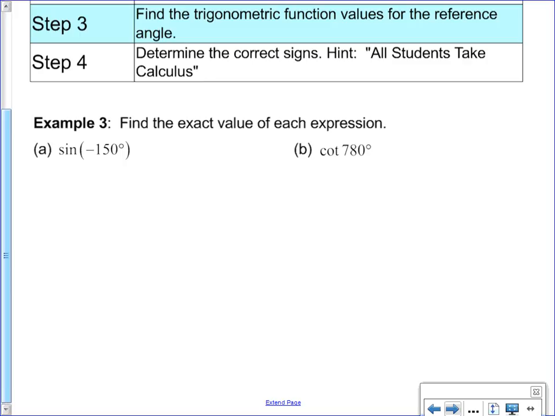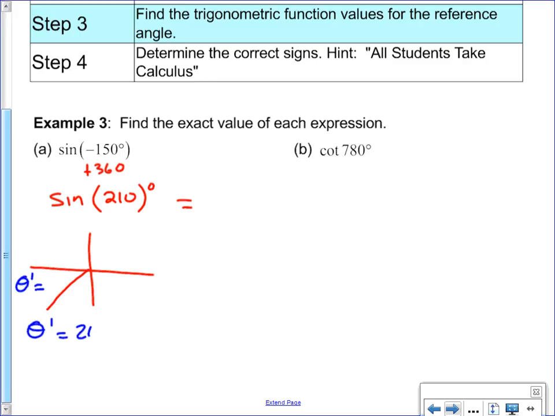So here we go, finding the exact value for these things. Negative 150 plus 360. So smart. This is really the sine of 210. All right, we're going to find the sine of 210. 210 is in which quadrant? The third quadrant. Very good. 210 is in the third quadrant, so my reference angle is going to be 210 minus 180, which is 30.